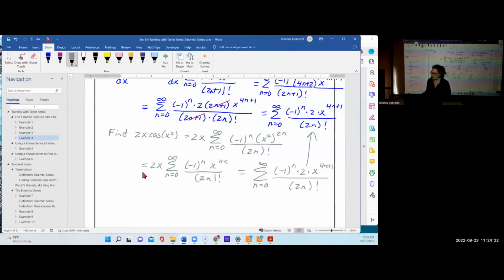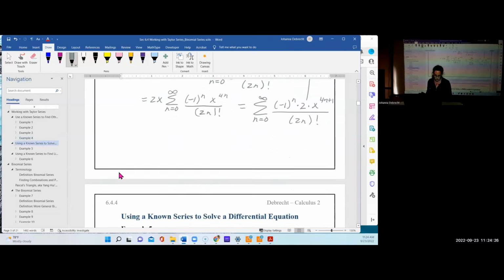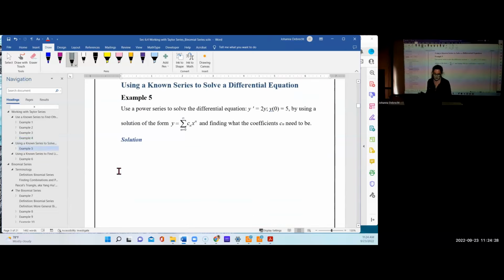Okay, let's use this to do a different kind of problem. We're going to use the known series now to solve a differential equation. So we've talked about differential equations before. Remember, in differential equations, you have some relationship between one or more of the derivatives of a function and the function itself, but you don't know what the function is. You don't know what y is. y equals f of x, but what is that?